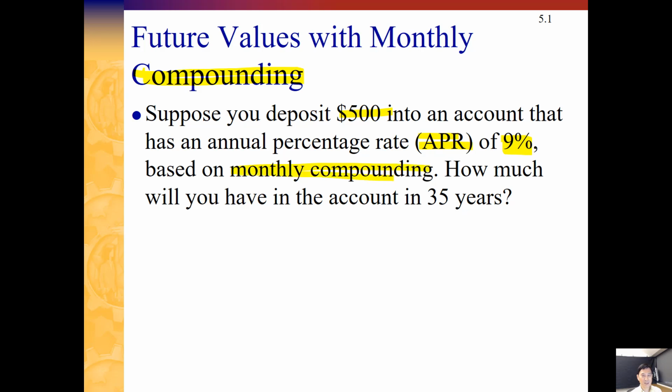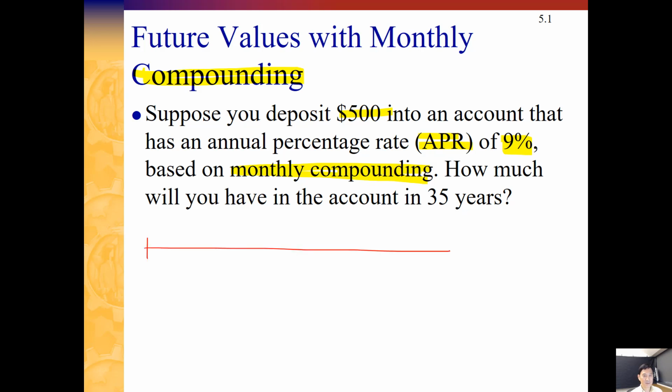So monthly compounding means instead of paying interest once a year at 9%, you divide 9% into 12 and pay interest every month. That means if you receive interest on your original $500 in the first month, that interest on your original investment can earn additional interest next month and so on. So how much will you have in an account in 35 years?